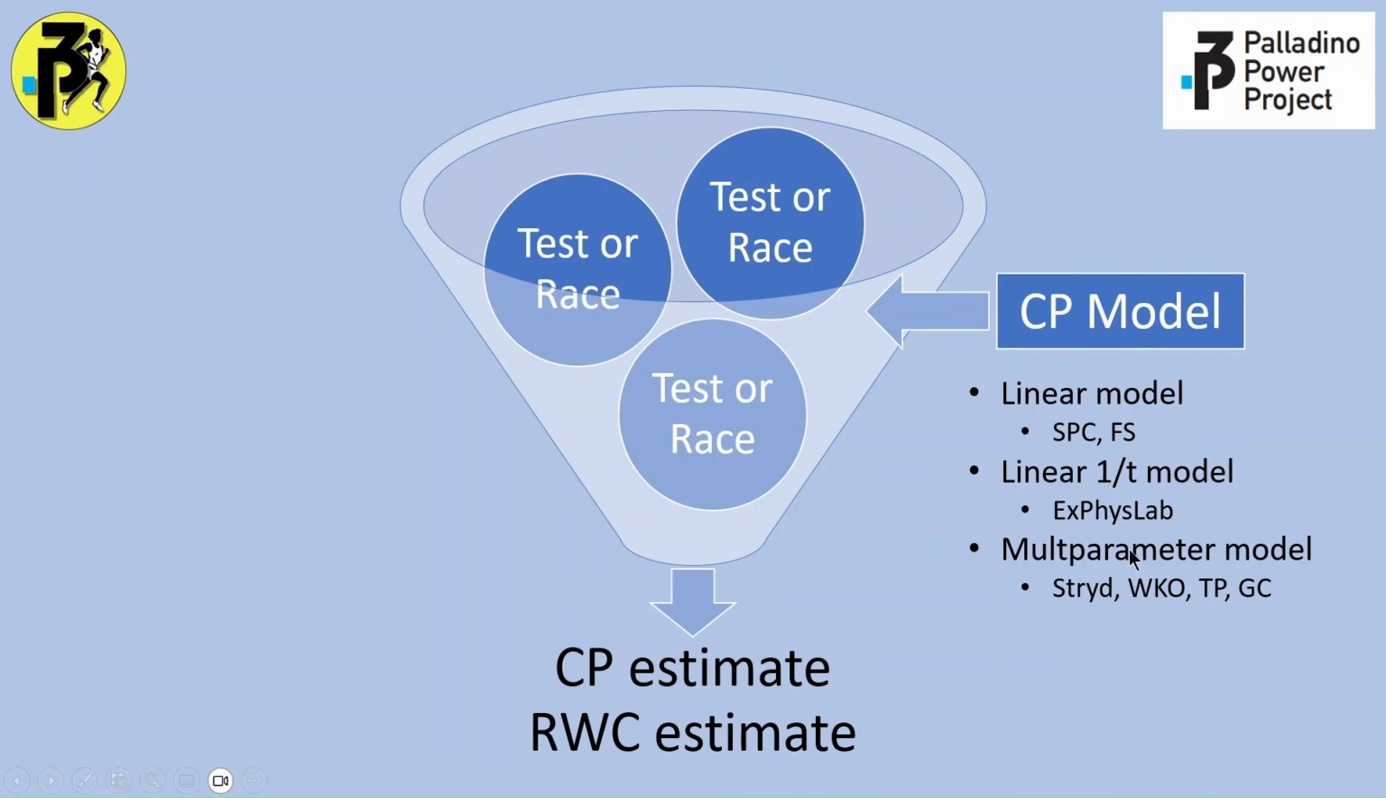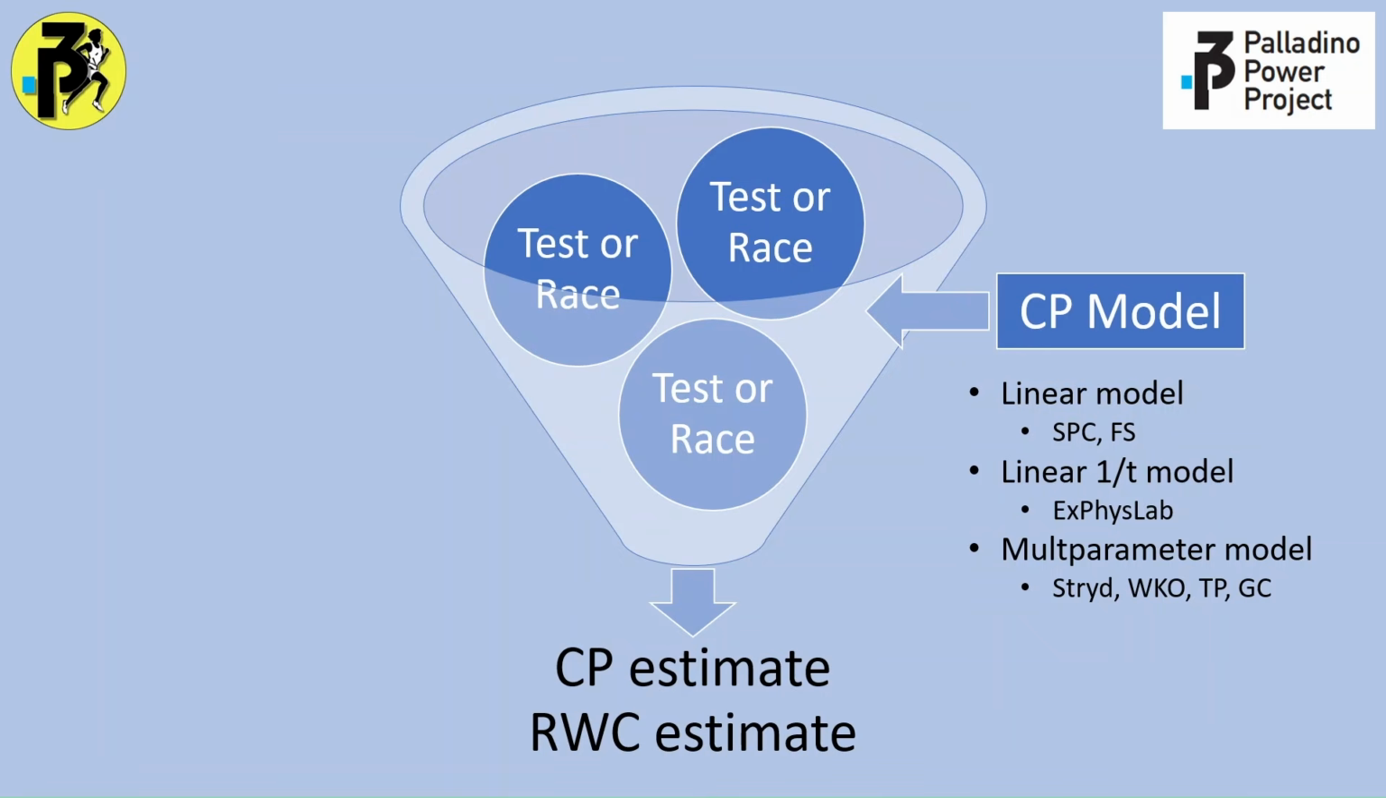And then there are various multi-parameter models. There are the WKO and Training Peaks models, which are very similar, and the Stride and Golden Cheetah models, which are very similar. Stride essentially licensed out their model from Golden Cheetah. It's a modified version of the Golden Cheetah model. So those are the most common. Most Stride users limit themselves to using only that Stride multi-parameter model. And so these are the various models that are commonly used.